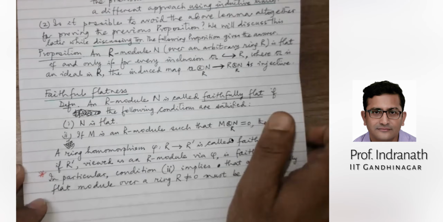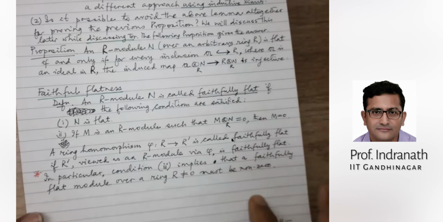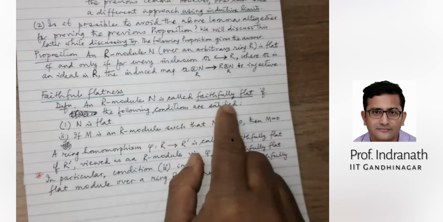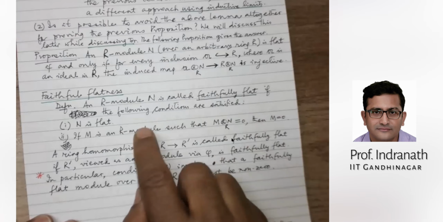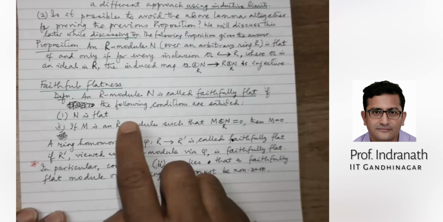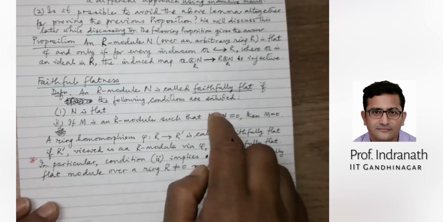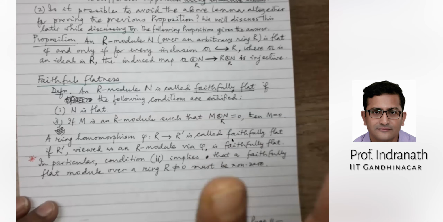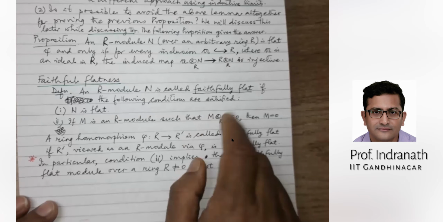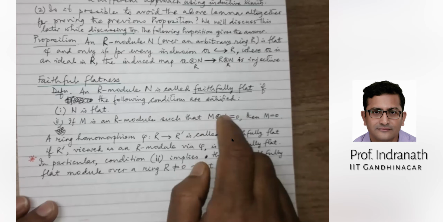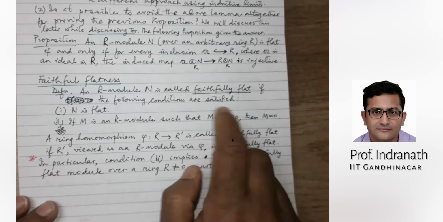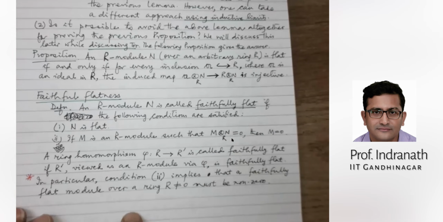An R module N is called faithfully flat if it is flat and if M is an R module such that M tensor N is zero, then M must be zero. Again, you will see zero is an issue. You have previously seen, or rather I have mentioned, and you have to think of an example, that it might happen that after the tensor product things vanish, although individually these modules are non-vanishing.